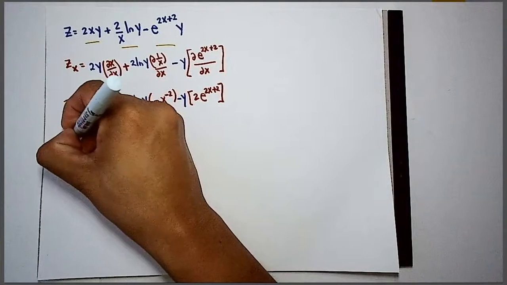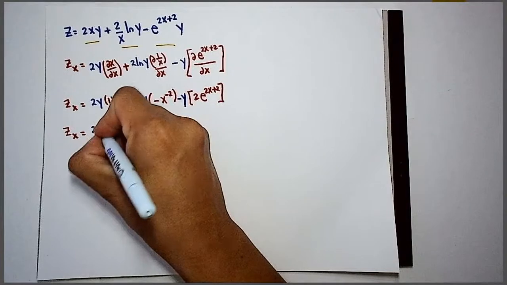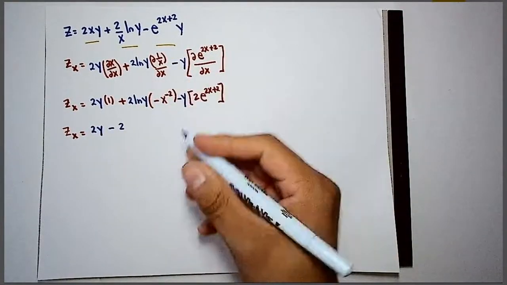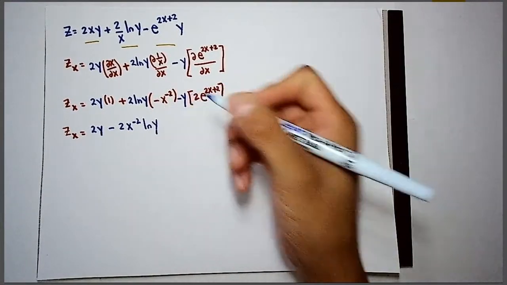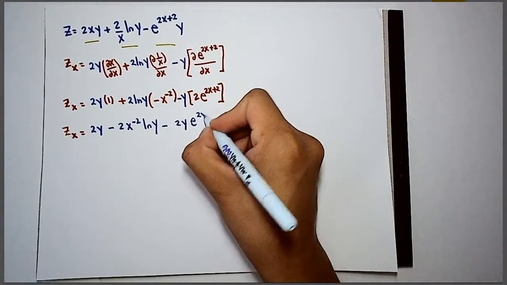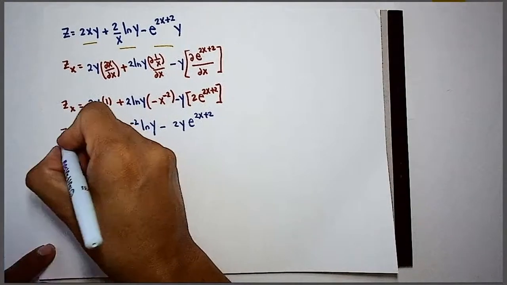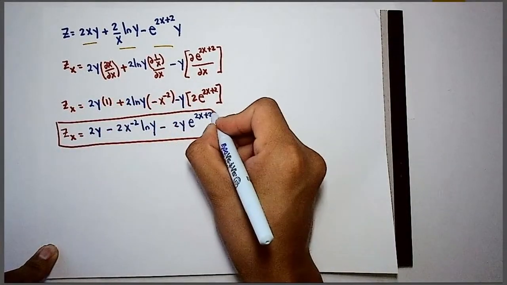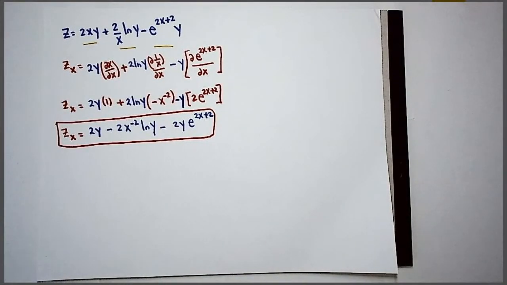Now let's simplify a little bit more. So this is 2y minus 2x to the minus 2 log of y minus 2y e to the 2x plus 2. So that is the derivative of z with respect to x.